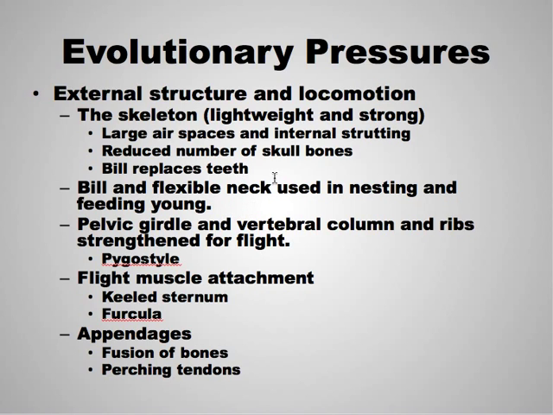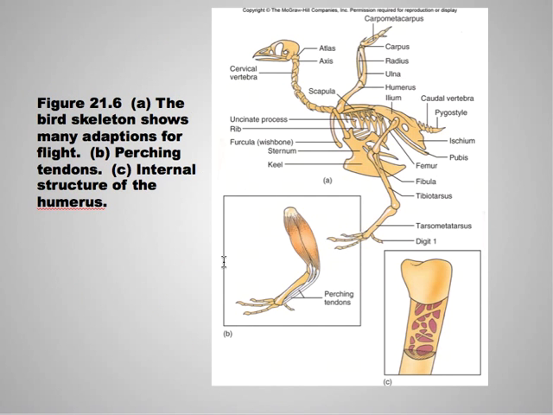The bill and the flexible neck are used in nesting and feeding young because those are tight spaces and a lot of times you need to maneuver around in there. The pelvic girdle and vertebral column and ribs have been strengthened for flight. We also have something called a pygostyle, which is the end of the vertebral column seen here. It's where the tail feathers would be attached.